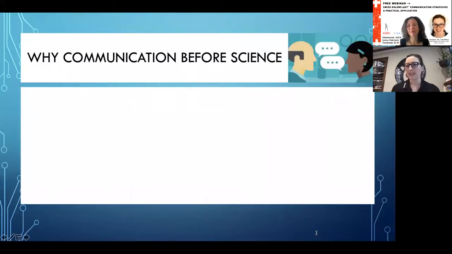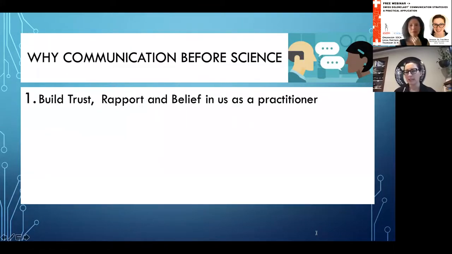So why communication before science? For me, obviously science is very important. But if your patient doesn't trust you, if you don't have good rapport and they don't believe in you as a practitioner, it doesn't matter how good the technology is or whatever you've got to offer, that comes first. So we need to have this connection with the patient so that they allow us to then recommend whatever treatment we think is appropriate. And that's not just shockwave, that's just treatment in general.